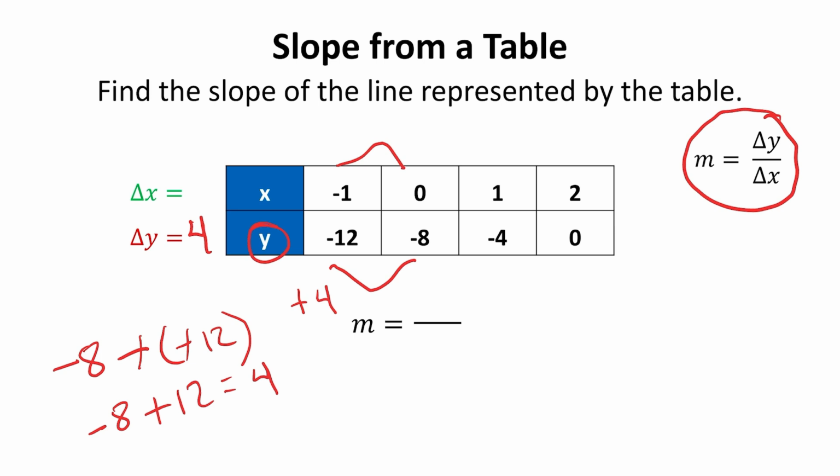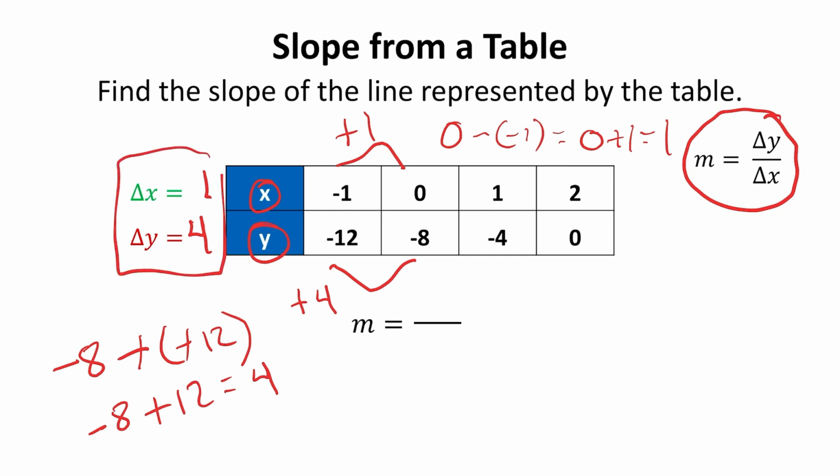The change in x is from negative 1 to 0. That's getting bigger by 1. If you do 0 minus negative 1, you get 0 plus 1, which is 1. Now the hard part's done for us already. Now all we got to do is make it a fraction. 4 over 1. The y's on top, x's on bottom. Simplify the fraction. Anytime you have a 1 on the bottom, it goes away, and you've just got 4. There's your slope right there.